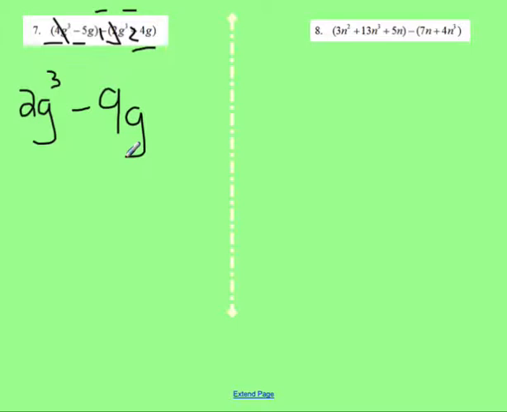So let's take a look at number 8. For number 8, I'm going to distribute that negative into each of those signs. So then we have 3n squared. And then, oops, I want to write my answer in standard form.